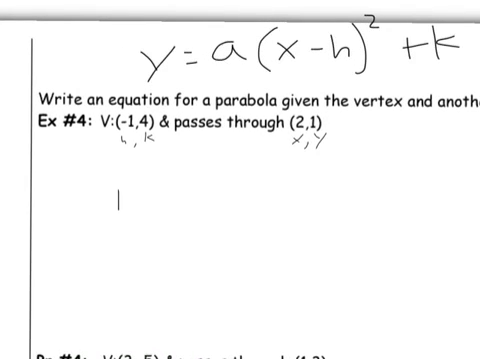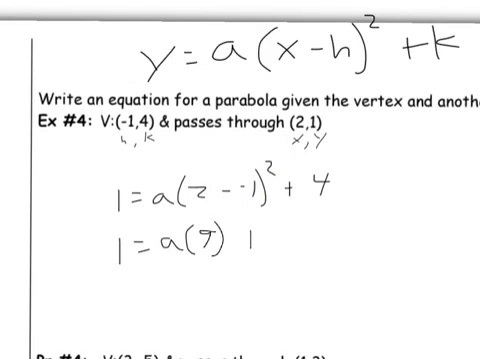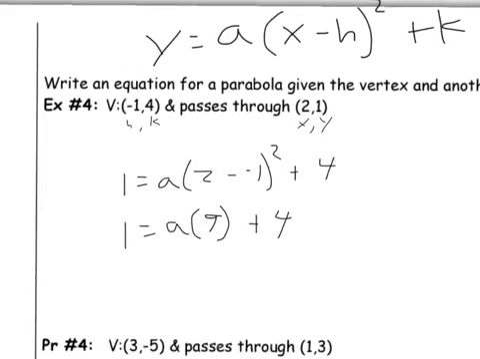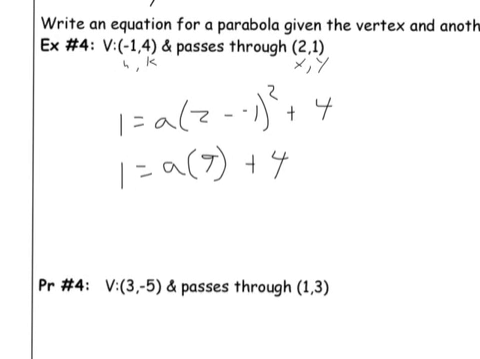Well, my y is 1. I do not know my a. My x is 2. Minus my h is -1, squared. Plus my k is 4. I'll just simplify this. I got 1 equals a times... well, 2 minus a negative, that's like saying 2 plus 1. So 2 plus 1 is 3, and 3 squared is 9. So this is a 9, and this is a 4. So I'm going to subtract 4 from both sides.